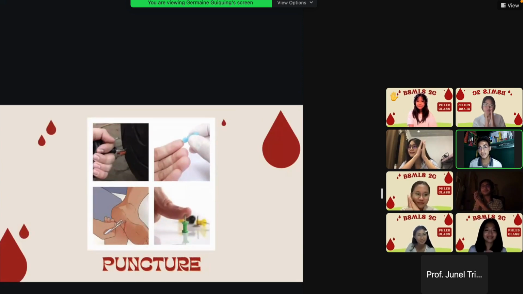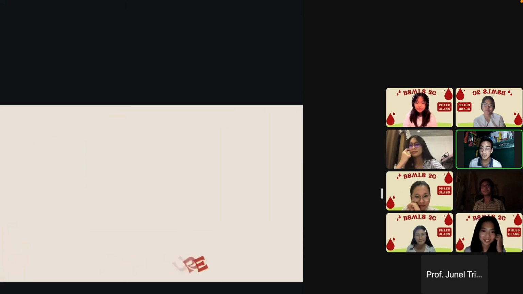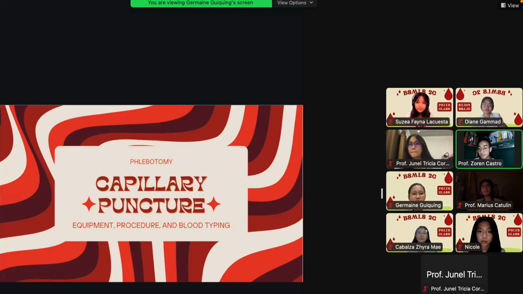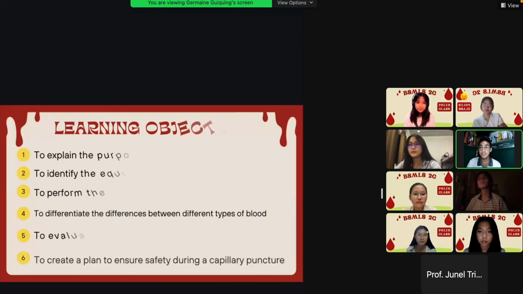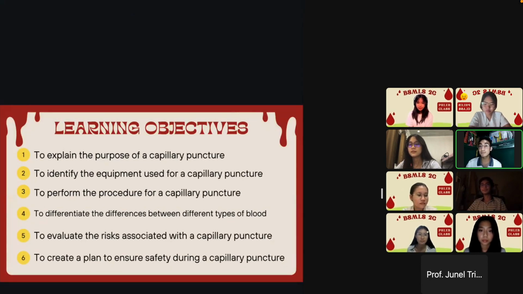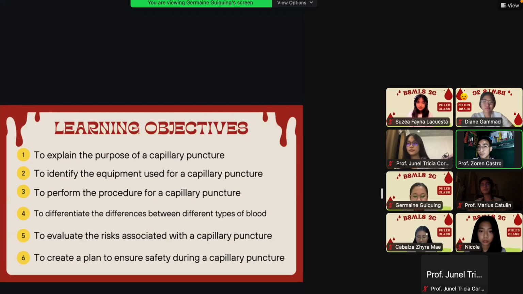Yes, puncture is correct. So as you already know, our lesson for today would be capillary puncture, equipment, procedure, and blood typing. For our learning objectives, at the end of this discussion, the students should be able to explain the purpose of capillary puncture, identify the equipment used for capillary puncture, perform the procedure for capillary puncture, differentiate between different blood types, evaluate the risk associated with capillary puncture, and, of course, create a plan to ensure safety during the capillary puncture procedure.